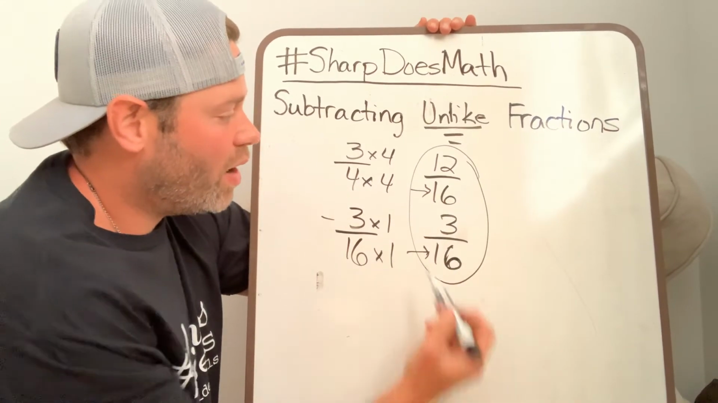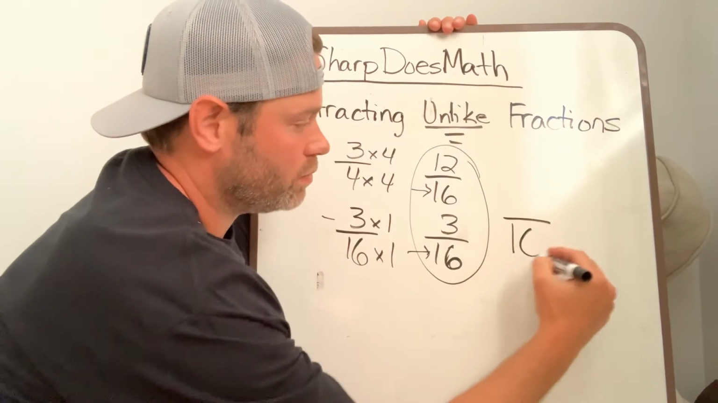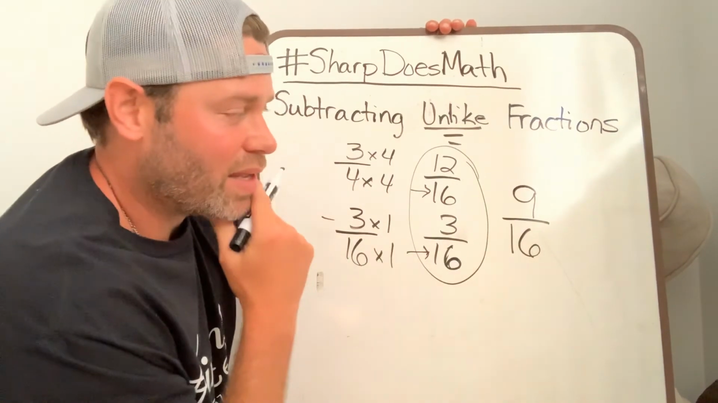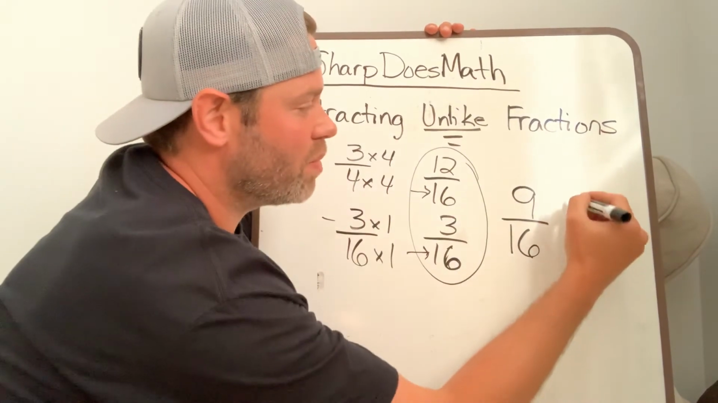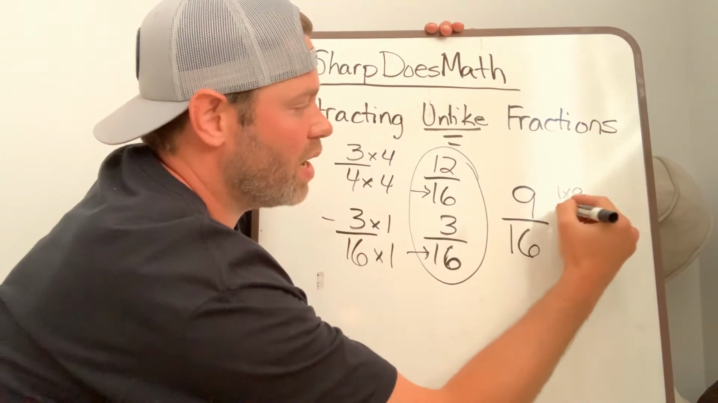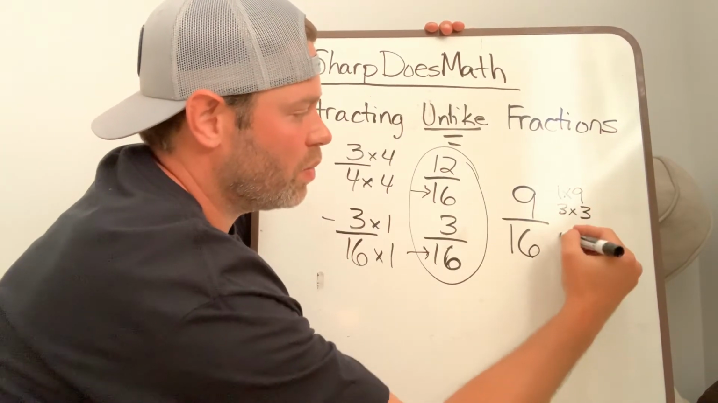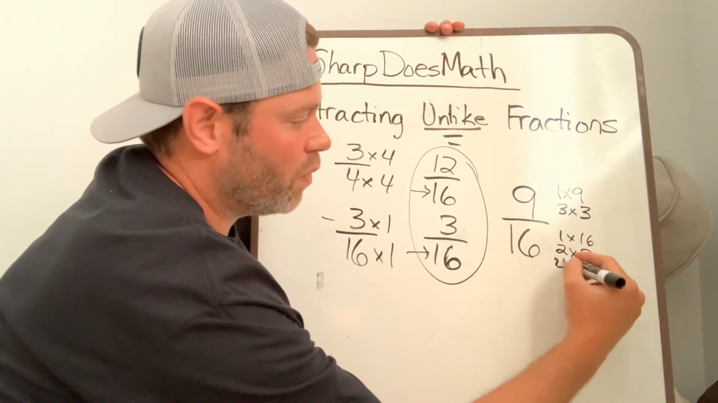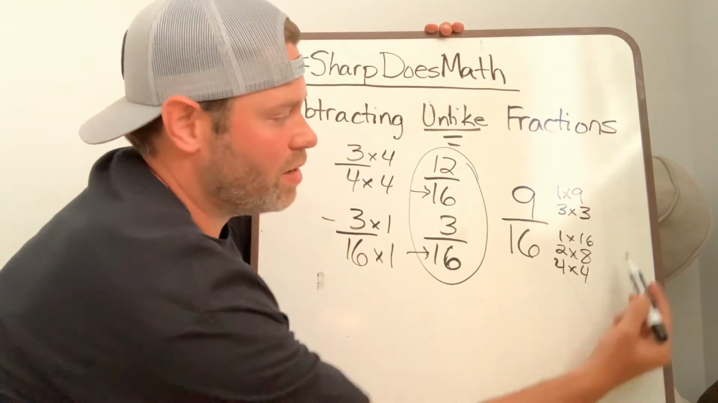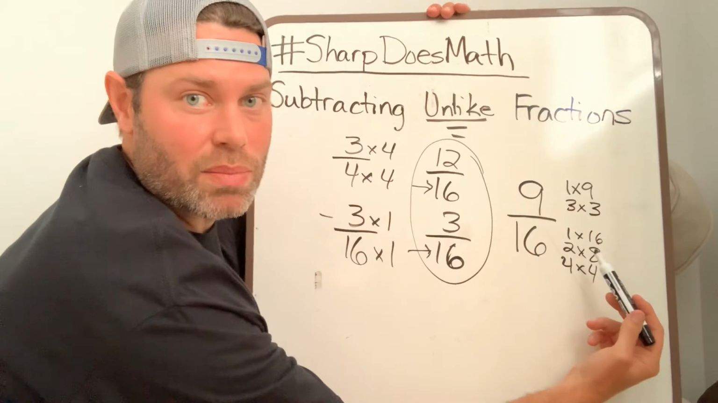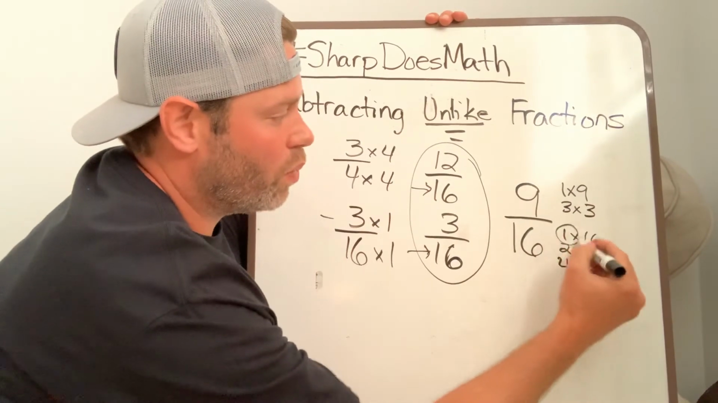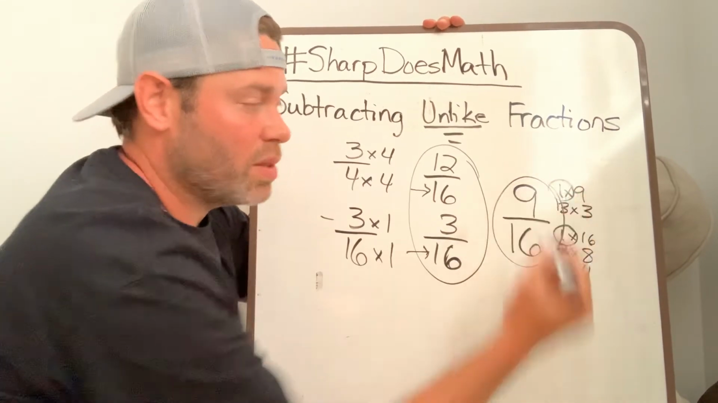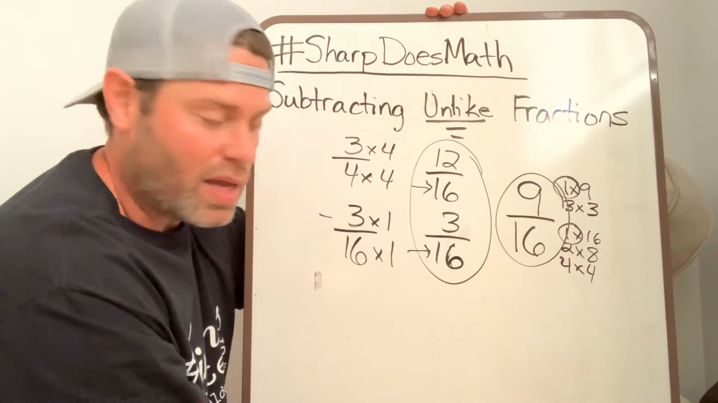So I can look at this and go, all right, I have 16. 12 minus 3 is 9. And I can't simplify that because 9 is 1 times 9 and 3 times 3. Here we have 1 times 16, 2 times 8, 4 times 4. And none of these numbers are the same except for the 1, which makes this simplest form. And you are done. 9/16.